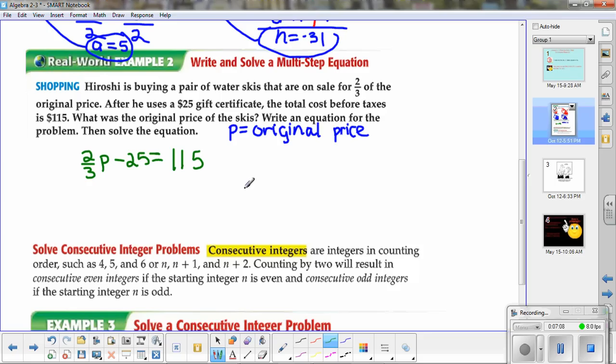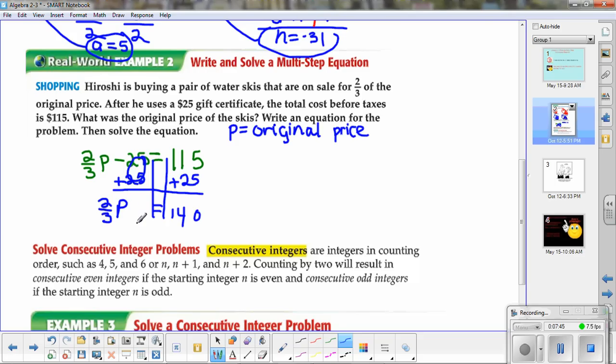So now this is the problem that we want to solve. Draw your train tracks. The last thing that's been done to the variable is minus 25. So we're going to undo that by adding 25 to both sides. So on the left side, we end up with 2/3 P. And on the right side, we have 115 plus 25, which is 140.